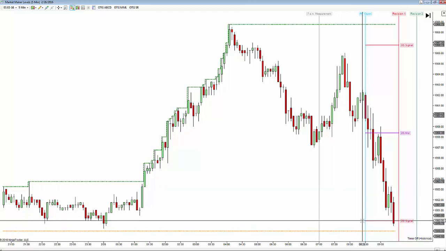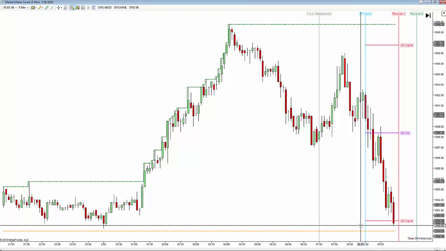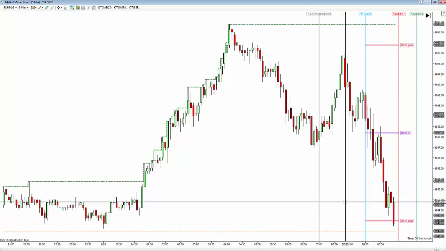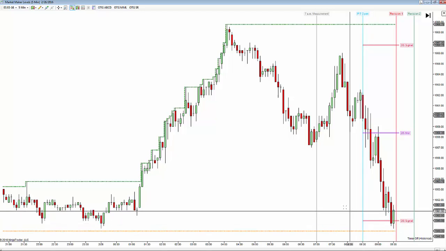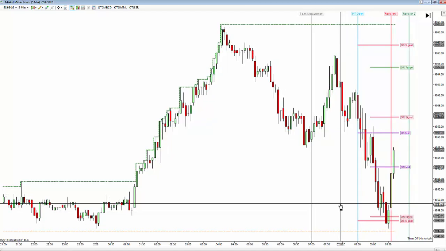In fact, the daily structure signal here went one tick through it, 1950 down to 1949 half. It actually went two ticks down through it, and then even a little bit deeper to 1949 quarter. So it went three ticks of heat against you before it began to rally.